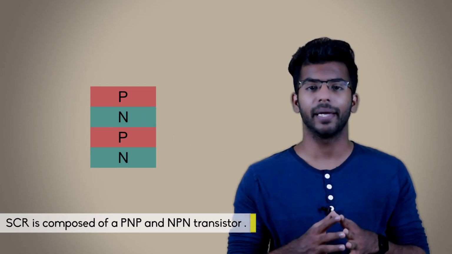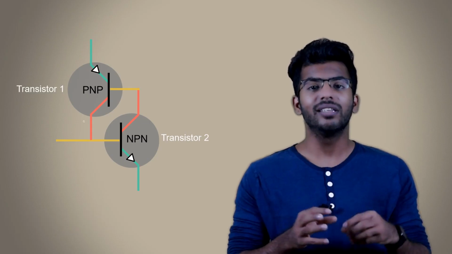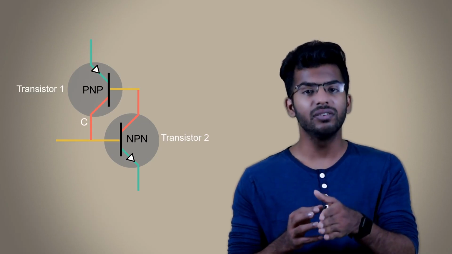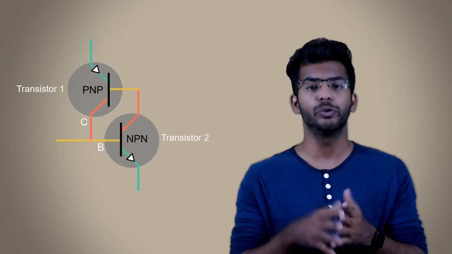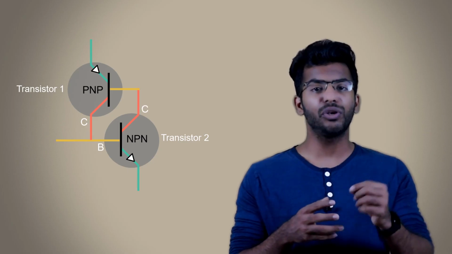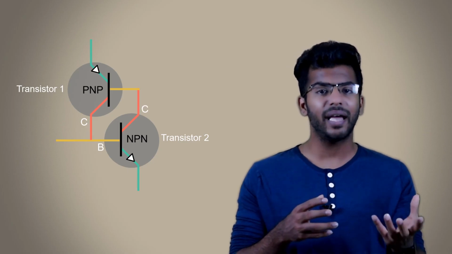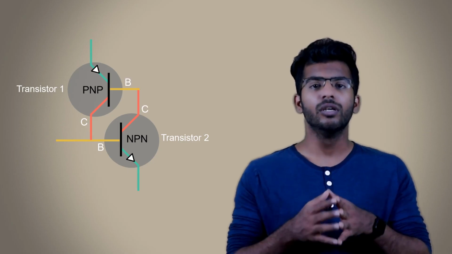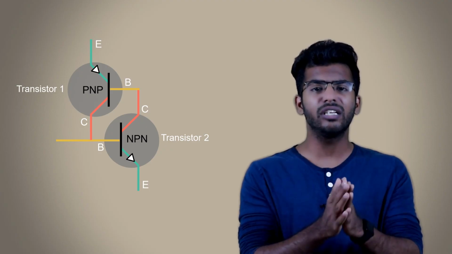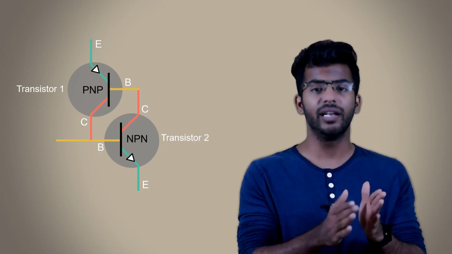regenerative feedback pair. In the circuit, the collector of transistor 1 serves as the base of transistor 2. Similarly, the collector of transistor 2 acts as the base of transistor 1. So, any increase or decrease of current in one transistor will affect the other.